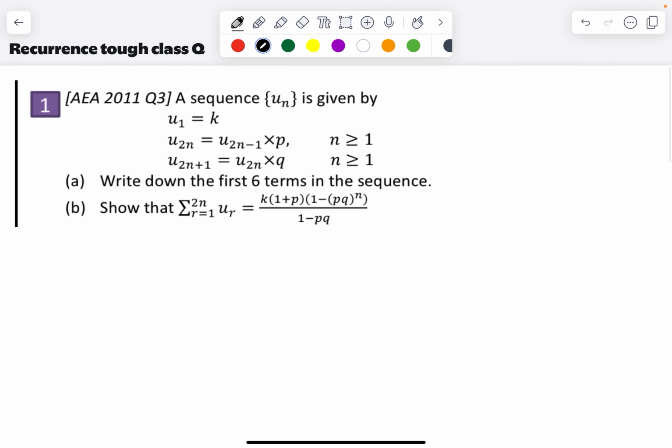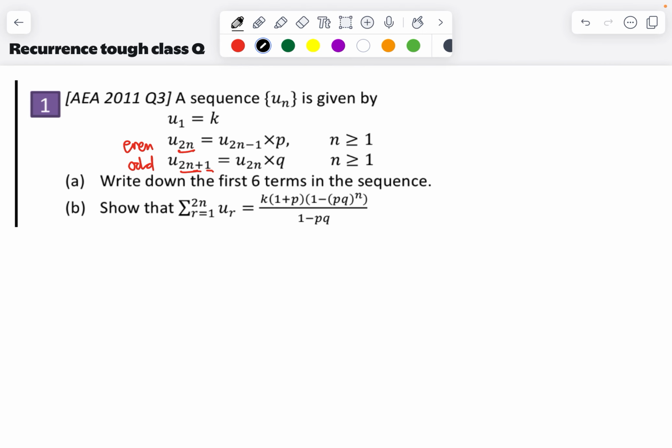Right, just to make this clear, this is the difficult question we did in class. So I've got a recurrence sequence, un, and they give me my first term, which is u1, and that is k. Now it gives me two different definitions: one for 2n and one for 2n plus 1. And we know that 2n is an even number and 2n plus 1 is an odd number.